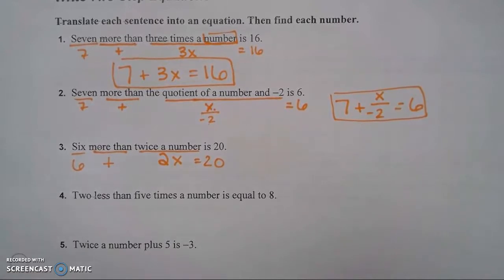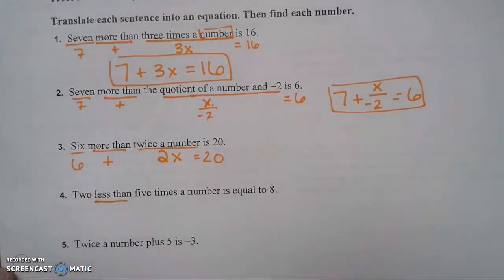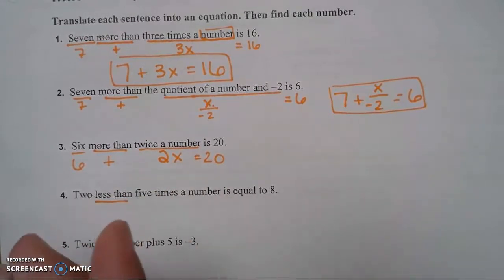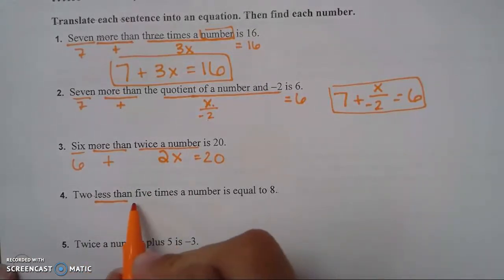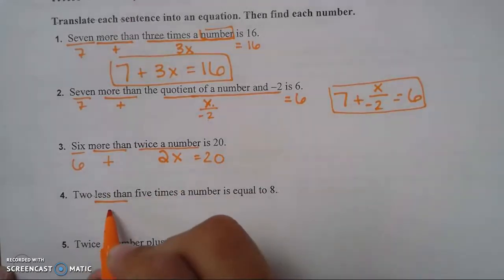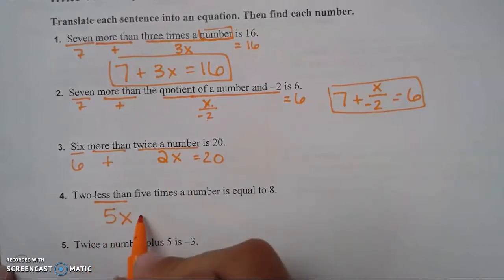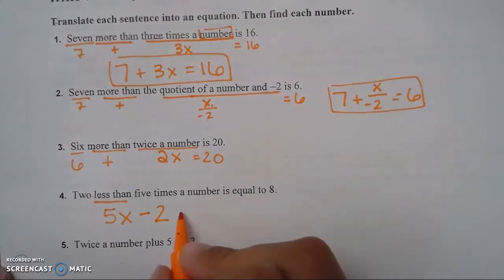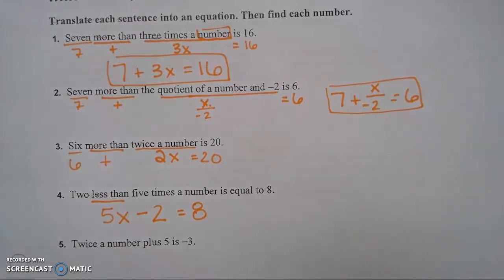All right, next one. 2 less than 5 times the number is equal to 8. If you guys remember that word less than, you have to think the opposite, okay? Because it's going to be 2 less than this. So I need to flip-flop these to where it's 5 times a number minus the 2. So 5 times a number is just going to be 5x. Less than 2, so minus 2, is equal to 8. So 5x minus 2 equals 8.